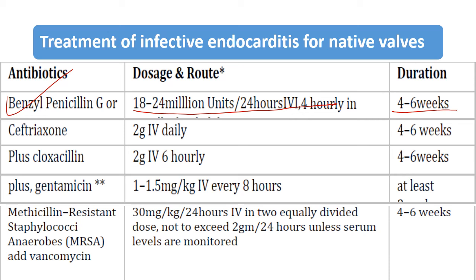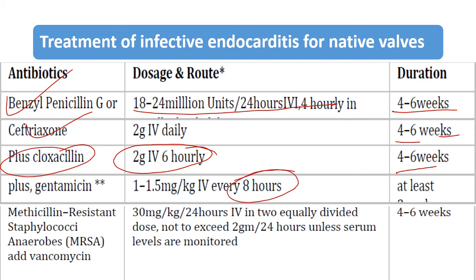Another drug we can use is ceftriaxone, of course, 2 gram IV daily for 4 to 6 weeks. We can add also flucloxacillin to cover staphylococcus. Remember, these are antistaphylococcal antibacterials. So 2 gram IV 6 hourly for 4 to 6 weeks. You can add also gentamicin, that is 1 to 1.5 milligram per kg 8 hourly, at least for 2 weeks.